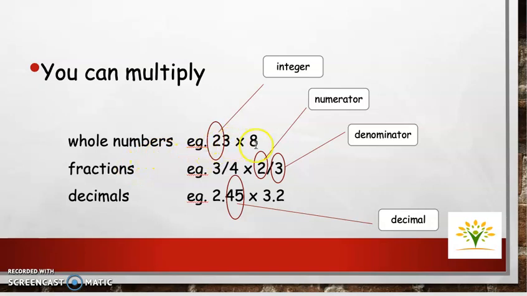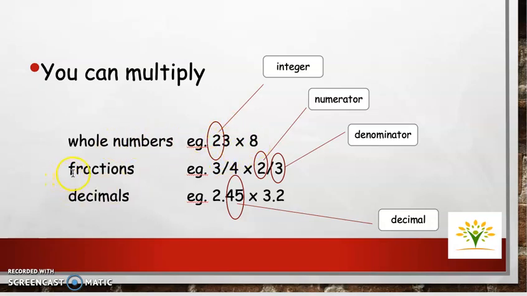You have 23 times 8. This is a whole number because it is not a fraction. It is an integer. It's called an integer. It's a whole number, right? It doesn't have a decimal and it doesn't have a numerator and denominator. So it is a whole number.